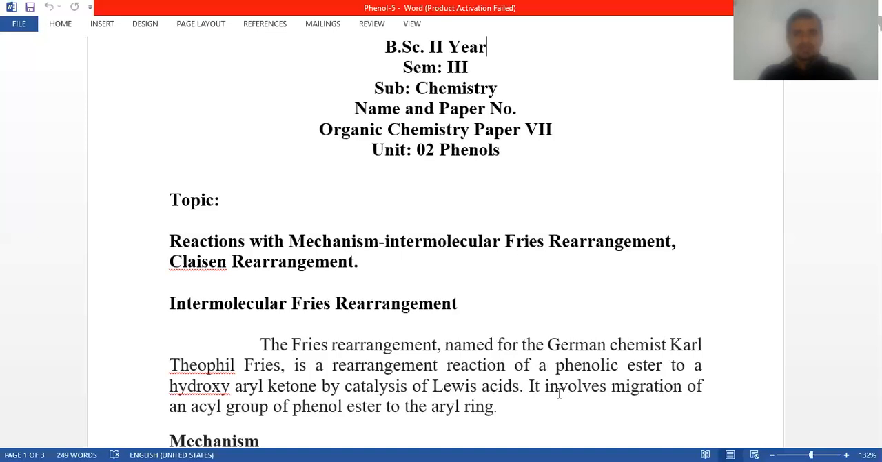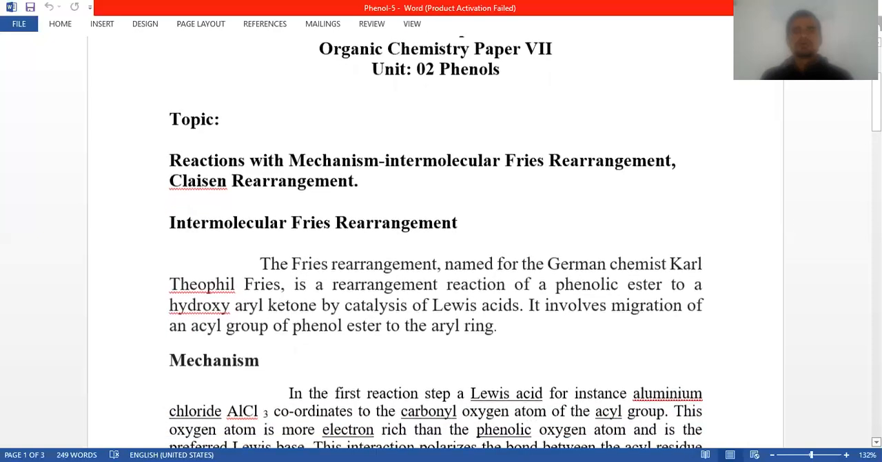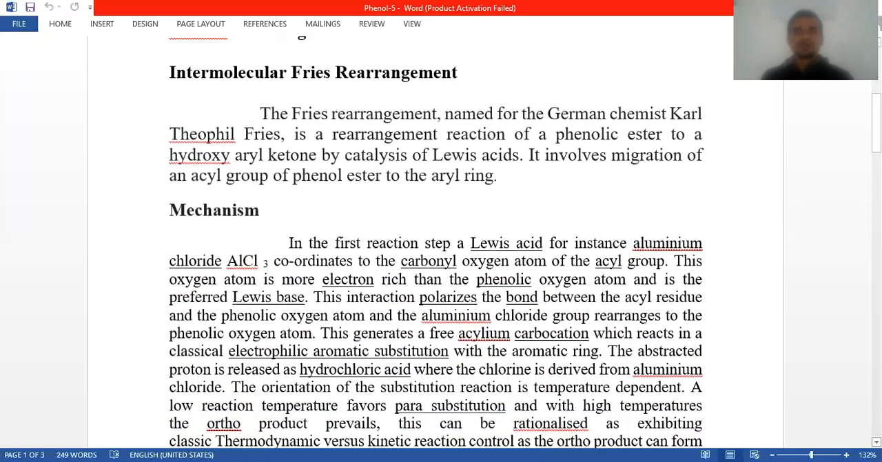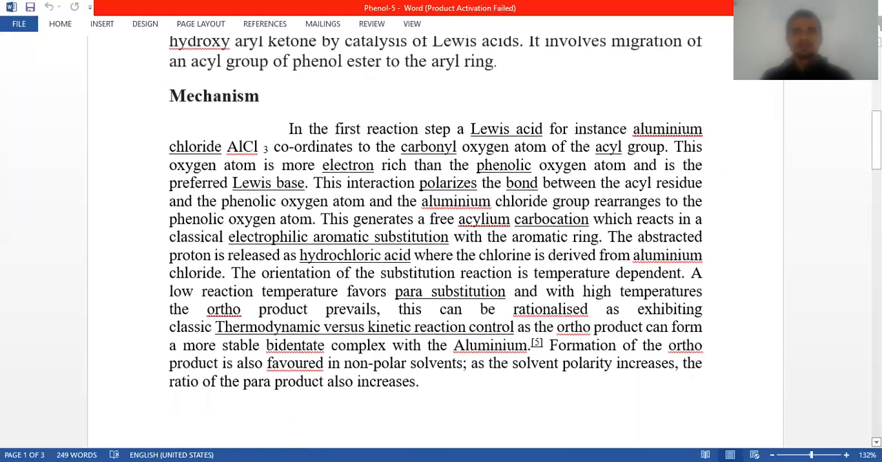So in a rearrangement, how does the rearrangement take place? There is a migration of the acyl group from the phenol ester to the aryl ring. So there is formation of the hydroxyaryl ketone. So it is a reaction. Then see the mechanism, how the mechanism is carried out in this Fries rearrangement.